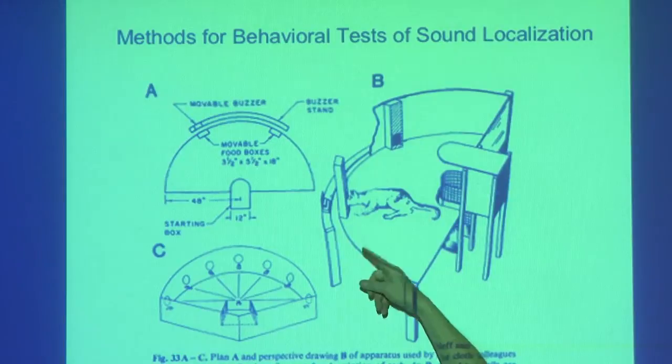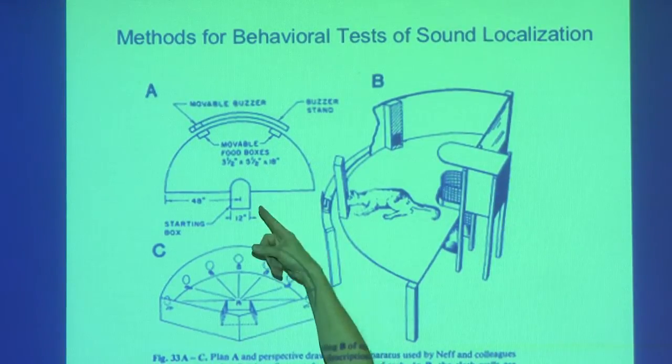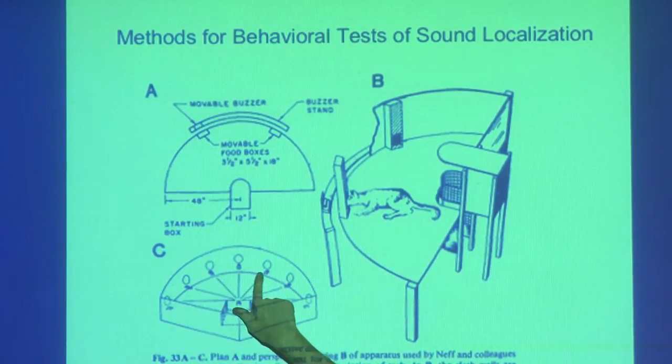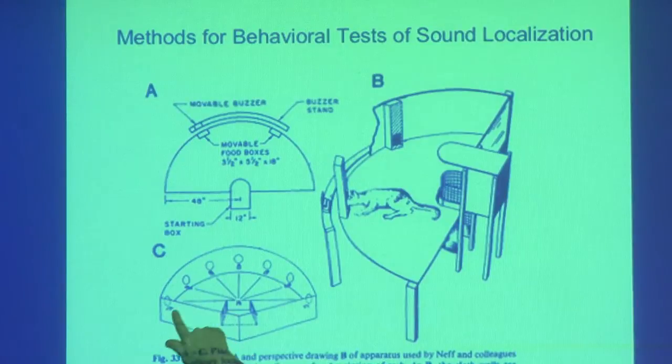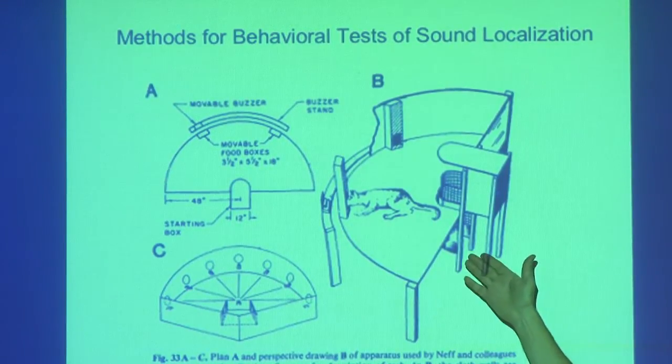In this case, the speakers can be moved. So you have movable speakers, or you can have an array of speakers, as indicated here. And the animal has to choose which of the several speakers emitted the sound and go to the correct one to get the food reward. This has been done with a variety of experimental animals. In this case, it looks like a cat, but they've also tested rats and monkeys.